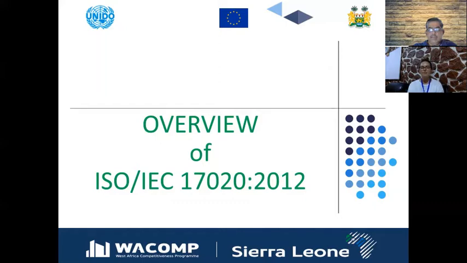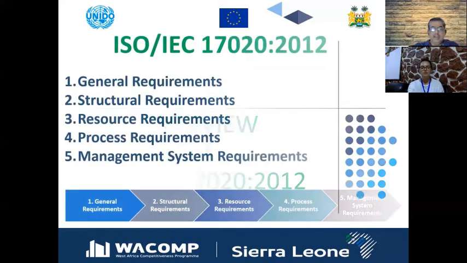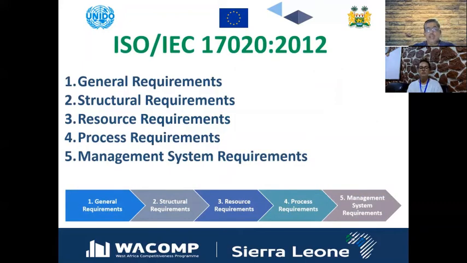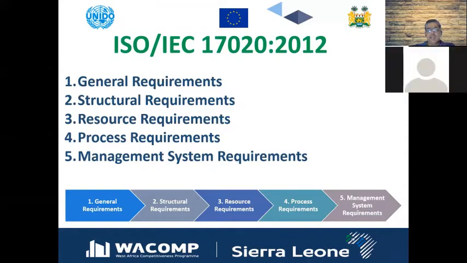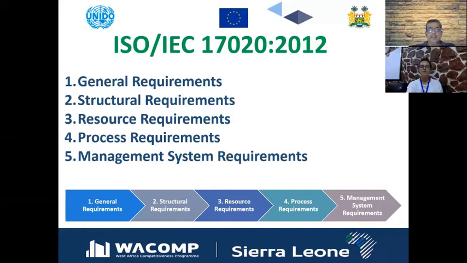I will explain this slide. As we briefed you, we are going to establish this inspection body with respect to an international standard, that is the ISO IEC 17020 standard. In this standard, there are basically 5 major classes. One is general requirement, another is structure requirement, resource requirement, process requirement, and the management system requirement. So these are the classes in the ISO 17020 standard.